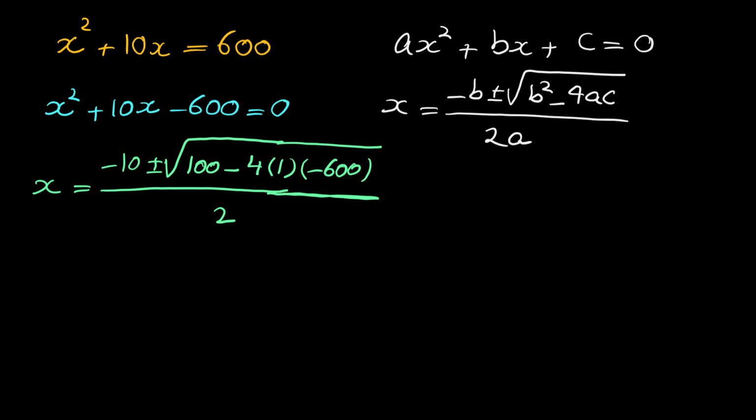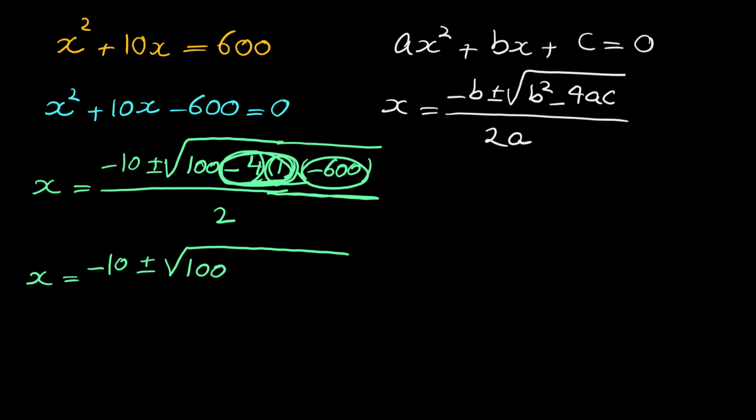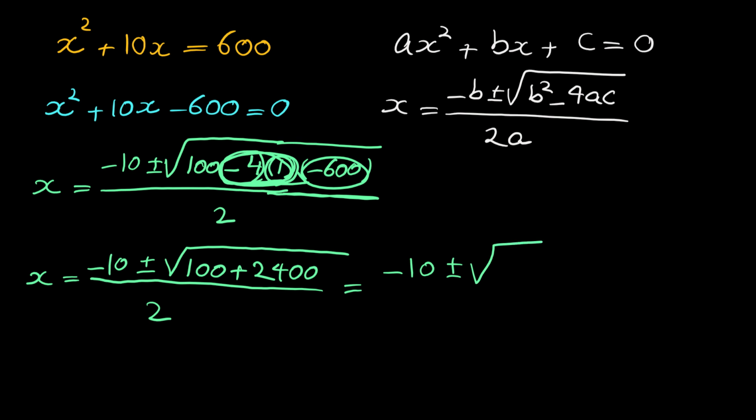Now let's simplify inside the radical. x is negative 10 plus minus radical 100. Negative 4 times 1 is negative 4. Negative 4 times negative 600 is 2400. 4 times 6 is 24 and 100. 2400 all over 2. If we simplify this, we have negative 10 plus minus radical 2500, because 2400 plus 100 is 2500, all over 2.